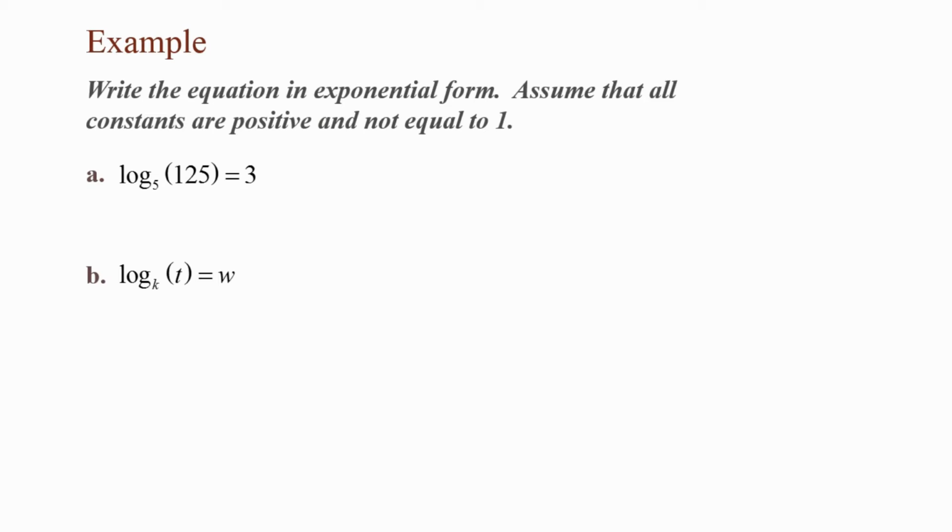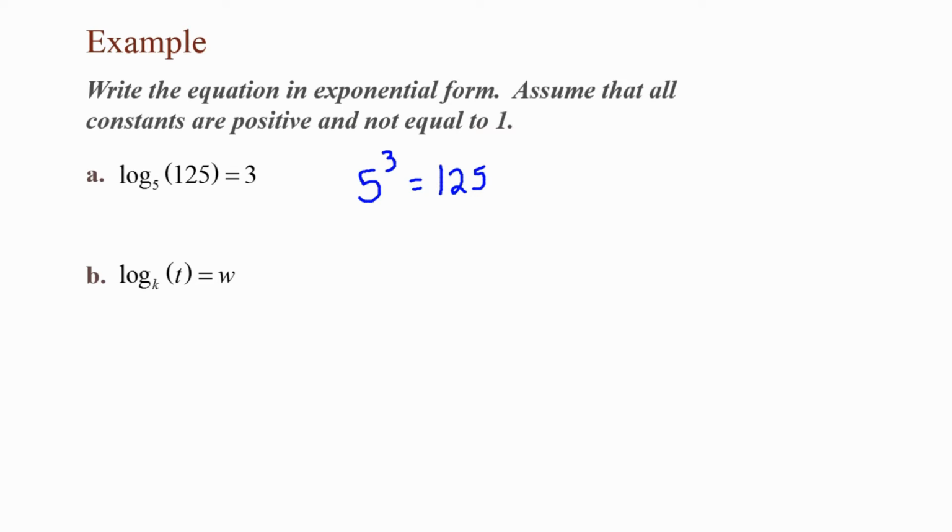In this example, we want to write the equation in exponential form. Assume all constants are positive and not equal to 1. Part A, I have log base 5 of 125 equals 3. To rewrite this, first we find our base, which is 5. The exponent is what it's equal to, so I have 5 to the third equals what's in the parentheses, which is 125. So 5 to the third power equals 125.